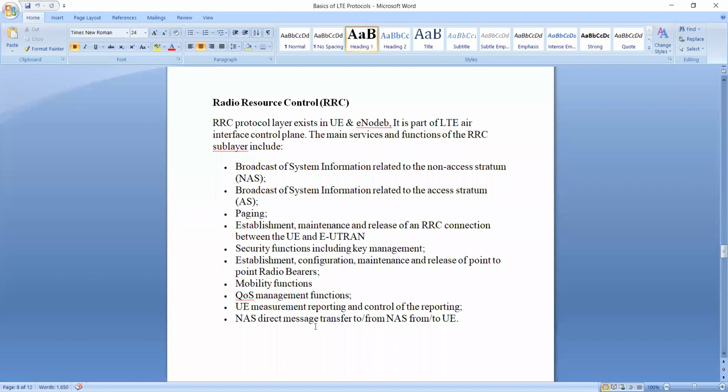RRC also manages QoS, quality of service management function. It has some internal functions. This QoS I will discuss in the next class. A separate class of 1 hour is needed to explain this QoS. There are many things in QoS. RRC also handles measurements, UE measurement reporting and control of reporting. Whenever UE sends a measurement report, RRC will collect it and forward it to the eNode B's RRC.